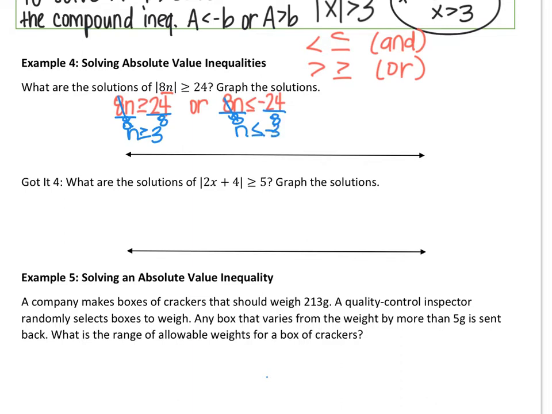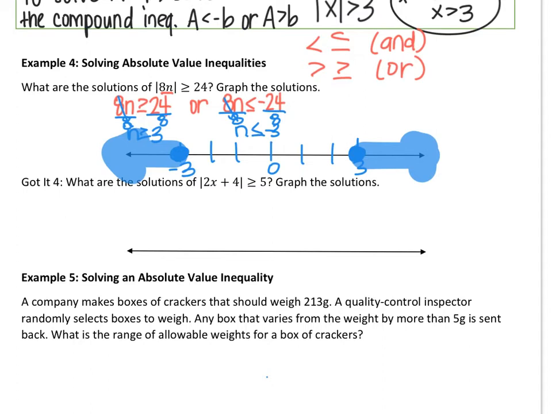Then they want you to graph it. So we're going to do negative 3, positive 3, and you're going to put a closed circle on negative 3 and a closed circle on positive 3. And this is an or, so we're going to shade outside. We're going to shade what's less than negative 3 and what is greater than positive 3.